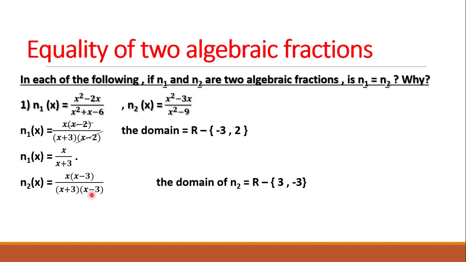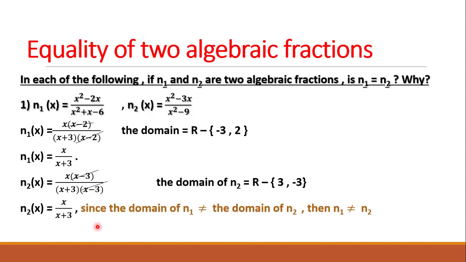Of course not. If I simplify here, it will be x over x plus 3. But the domain of n1 doesn't equal the domain of n2. So n1 doesn't equal n2. Okay, so n1 equals n2 only if the two conditions are satisfied. Here, for example, n1 of x equals n2 of x, but n1 doesn't equal n2 because the domain is different. The domain of n1 equals r minus negative 3 and 2, and the domain of n2 equals r minus 3 and negative 3, so they are different. So n1 doesn't equal n2.